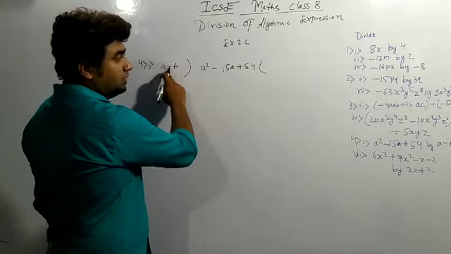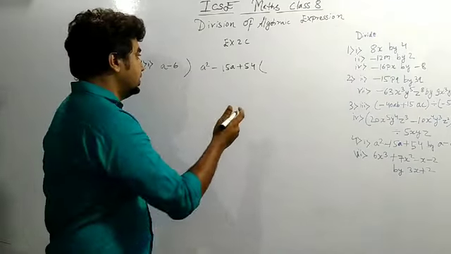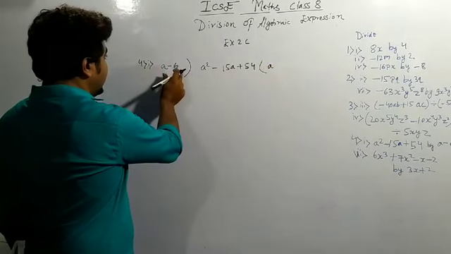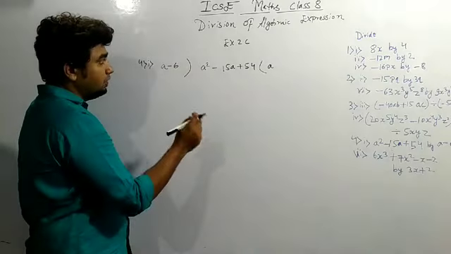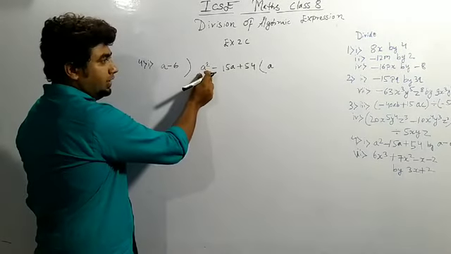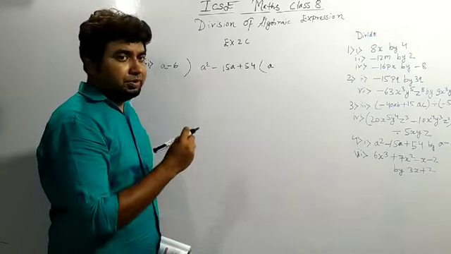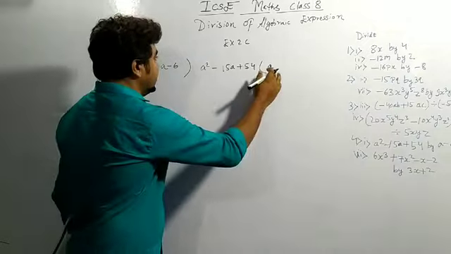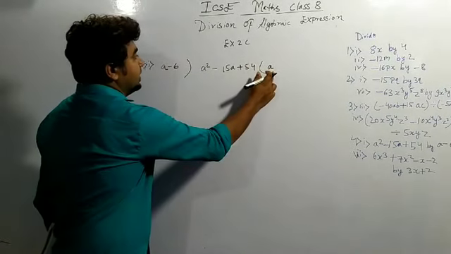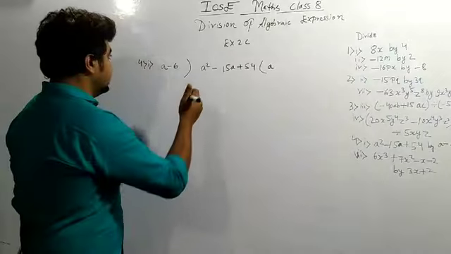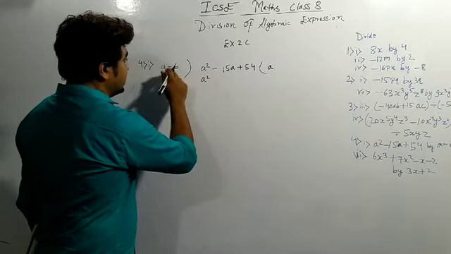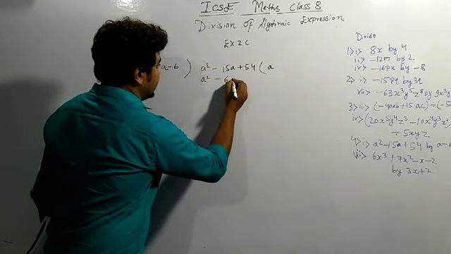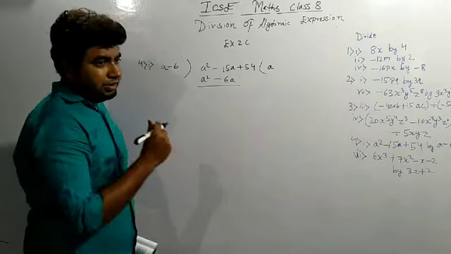If you multiply a with a, it will become a square. So I am multiplying a, and this a will be multiplied to both the terms. What I told is that the first motive is to cancel a square. So a into a is a square. Now this a will be multiplied to minus 6 also. So minus 6a.